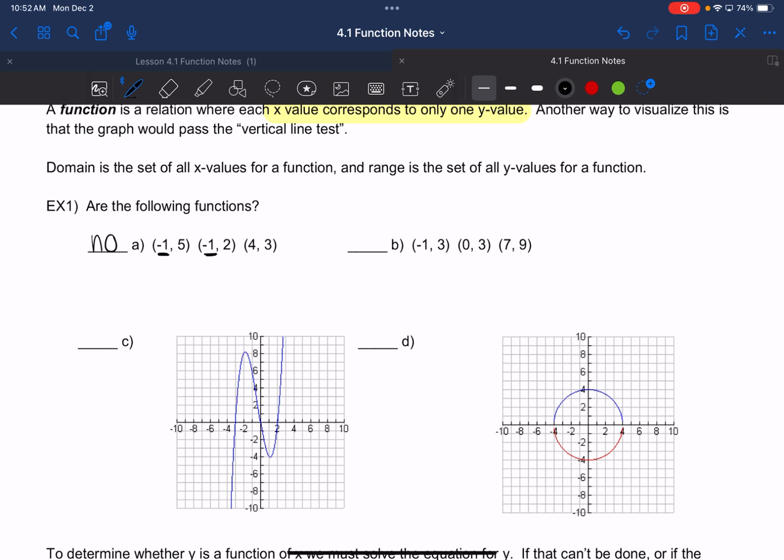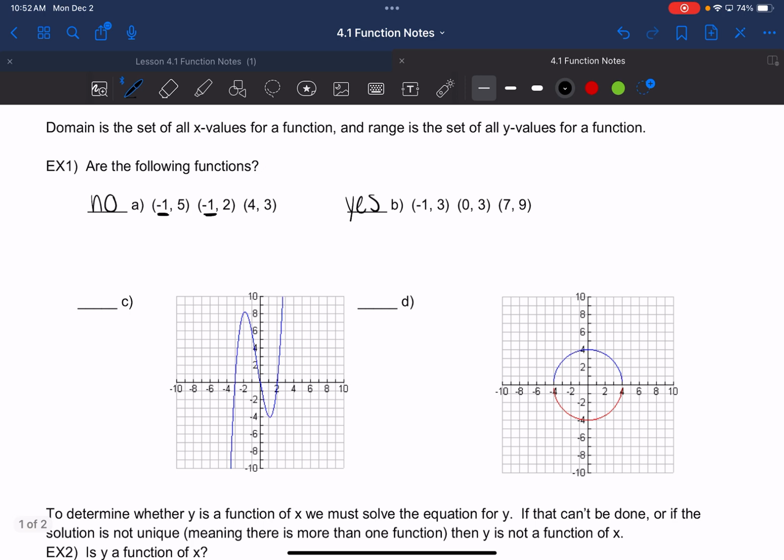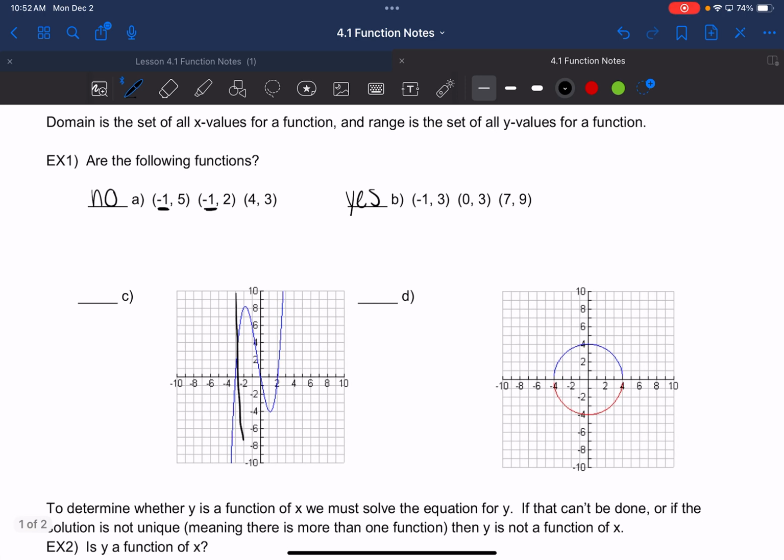Yes, why? Right, none of the x's repeat. Good. Okay, what about C? Yeah, anywhere I draw a vertical line, or if I did my pencil vertical line test, I'm not going to have any x's that repeat, right? So this one's yes. What about D? No. It definitely does not pass that vertical line test, right? Okay, so it's pretty simple if they give you coordinate points or a picture to determine if it's a function or not.